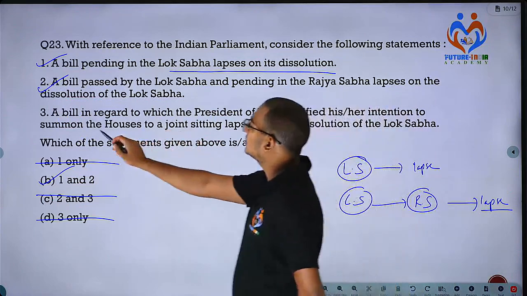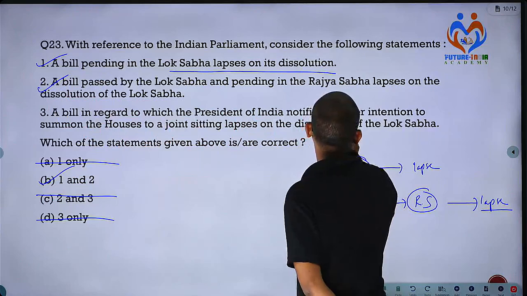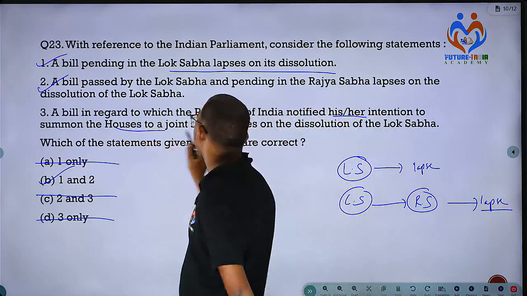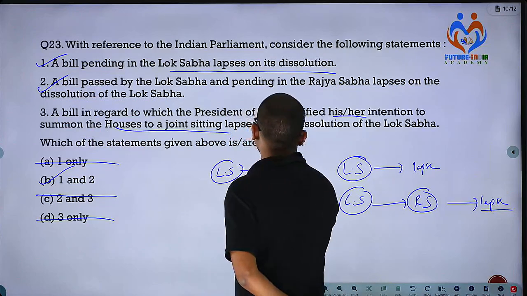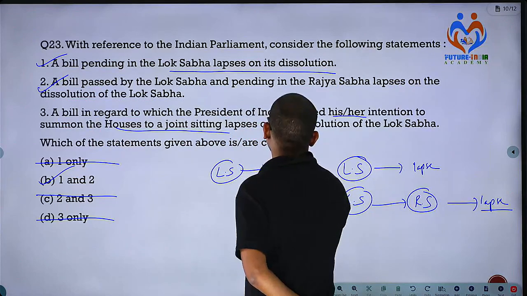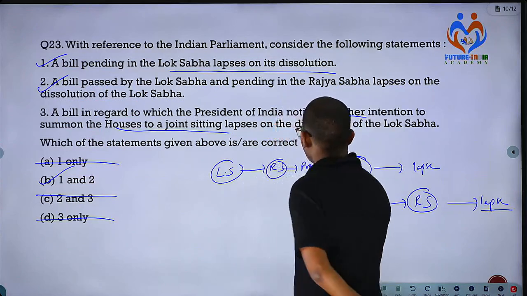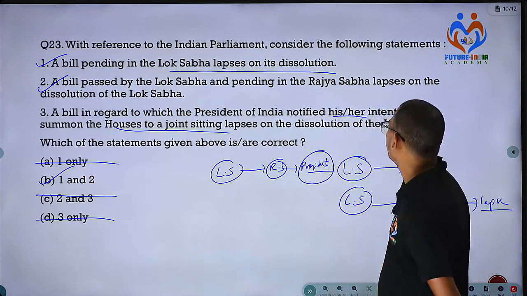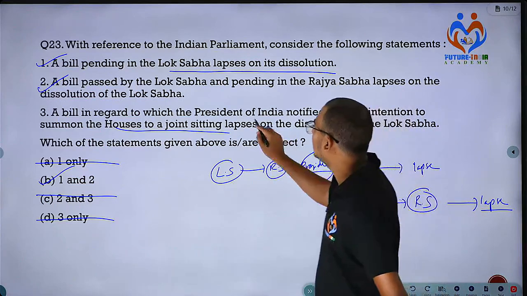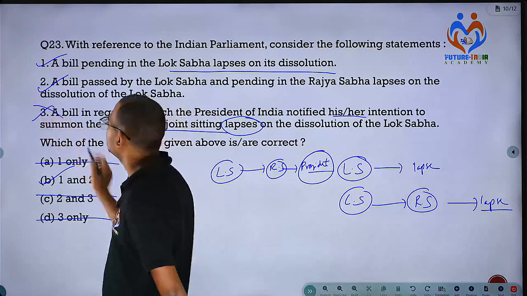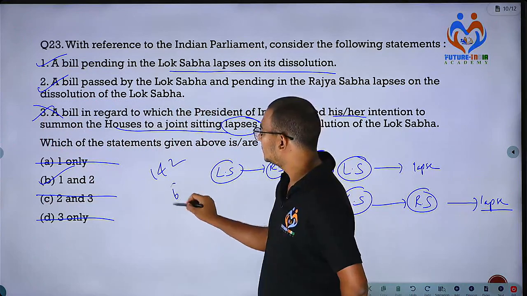Still, we'll see the third statement. A bill in regard to which the President of India notified his or her intention to summon the houses for joint sitting. I have already told you, Lok Sabha has passed the bill. It has gone to Rajya Sabha. Rajya Sabha rejected. So now the president has called for the joint sitting. Whenever a bill is touching the president, obviously the bill will survive. But here he is saying it will lapse. So this option is wrong. So your answer is 1 and 2, which means option B.